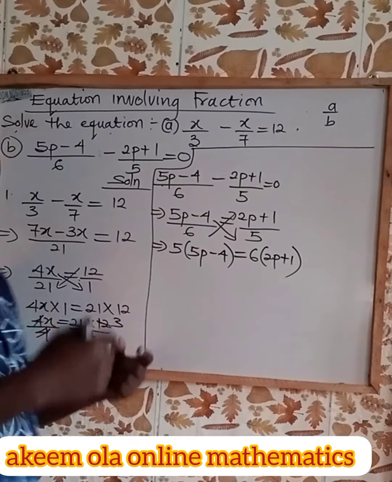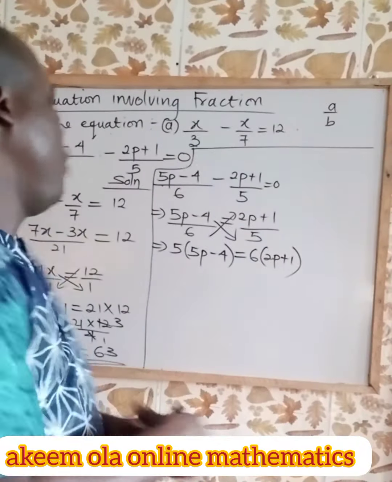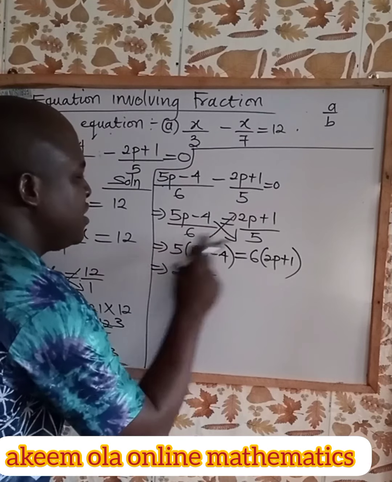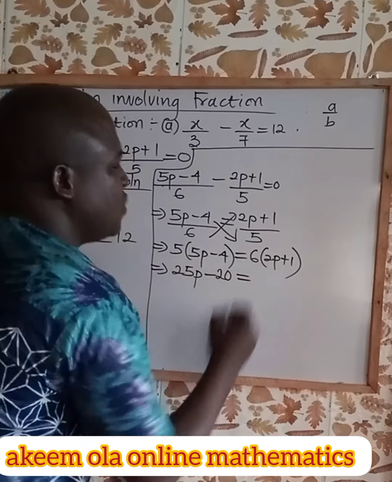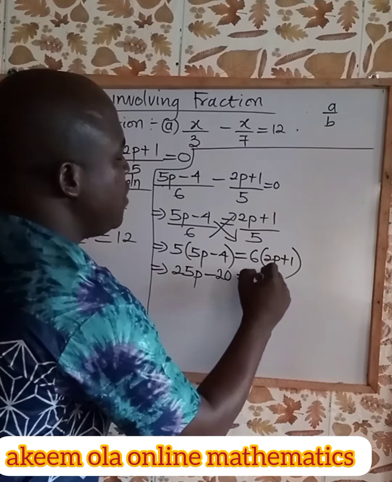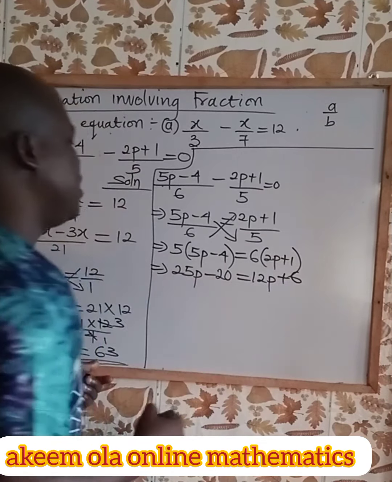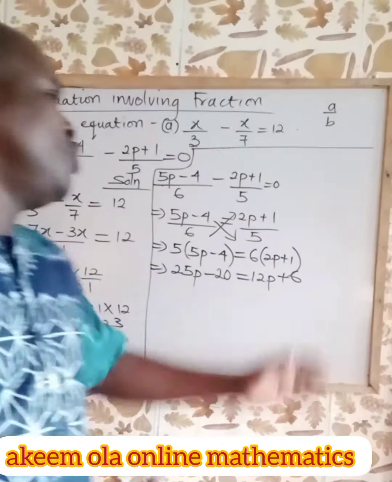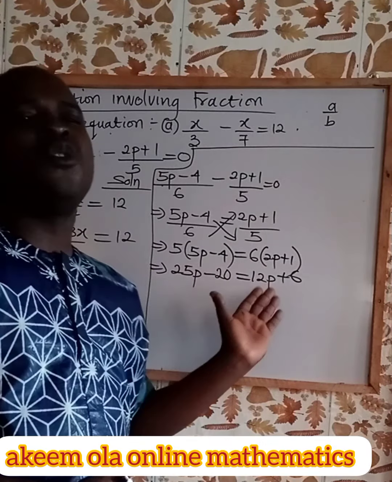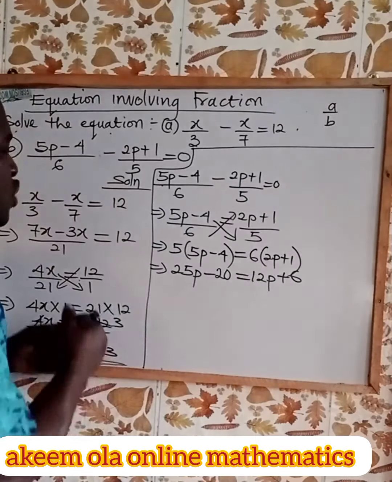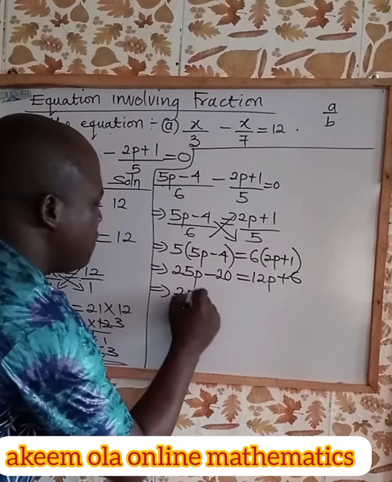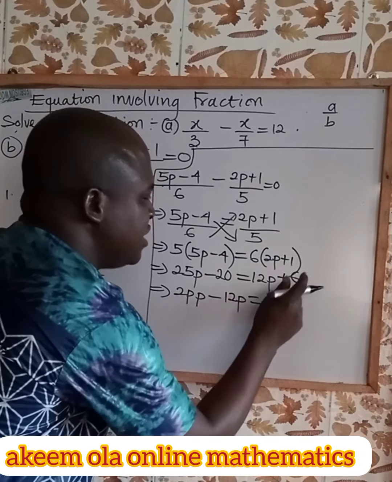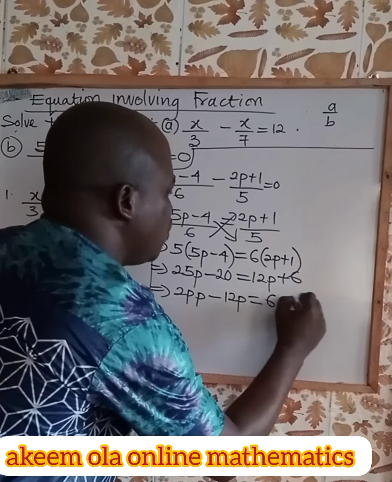So from there, I can now open the bracket and expand. If I open the bracket, this times this will give us 25p minus this times this will give us 20. Is now equal to 6 times 2p, that will give us 12p, and 6 times 1 will give us 6. So from here, I can now collect like terms. Anything that has to do with p will move to this side, and anything that has to do with the constant will move to the other side. If you do that, you are going to have 25p. This one will come here, the sign will change to minus 12p, is now equal to 6 that is already here. This one we join it, then you have plus 20.